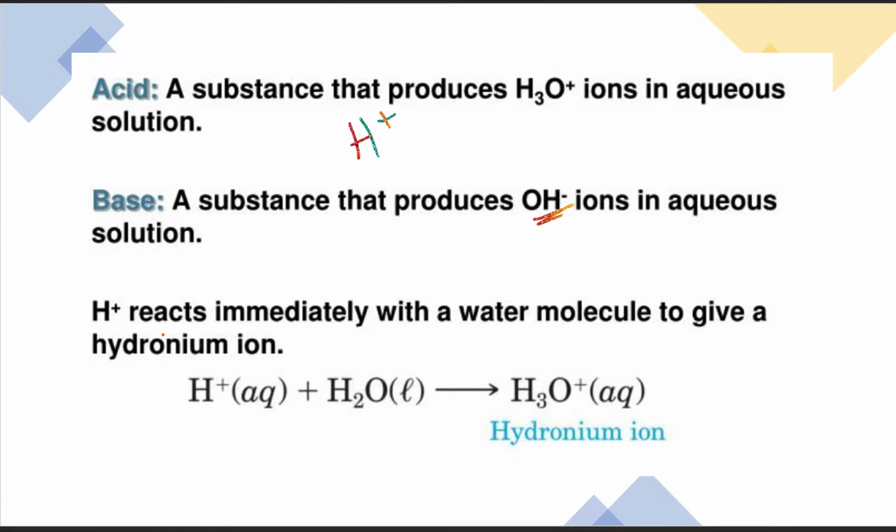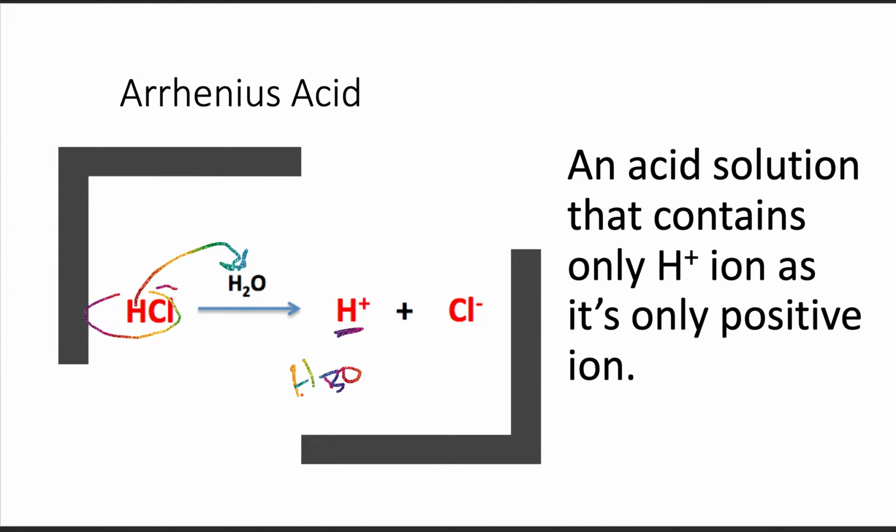Down here is an example of how hydronium is created. A hydrogen ion reacts immediately with a water molecule to give a hydronium ion. Taking a deeper look, here we have HCl. When we put HCl in water, it dissociates, which means to break down, and it gives you a hydrogen ion and a chloride ion. An acid solution contains only a hydrogen ion as a positive ion. So that's what this is right here.